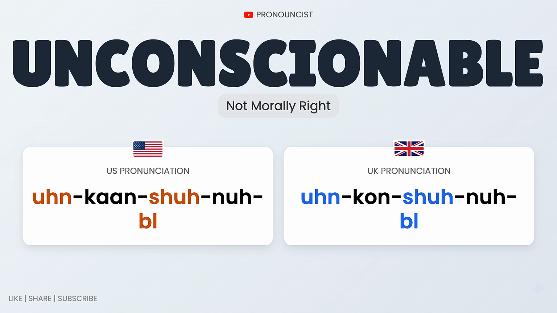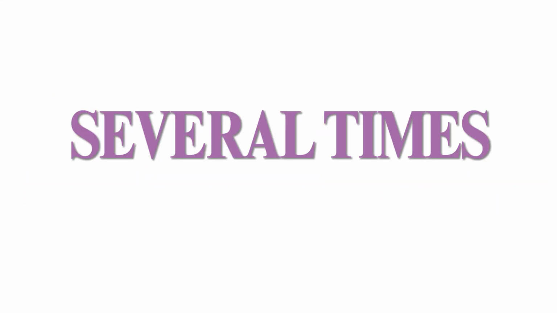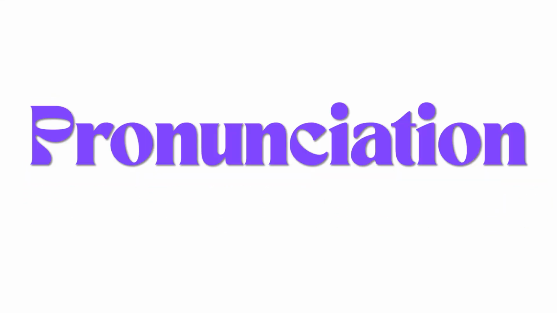Same, shunnable. Practice repeatedly and you'll soon be able to say this word perfectly. The best way to practice is to repeat the syllables multiple times. The meaning of the word is not morally right. Try repeating this word several times to improve your pronunciation.